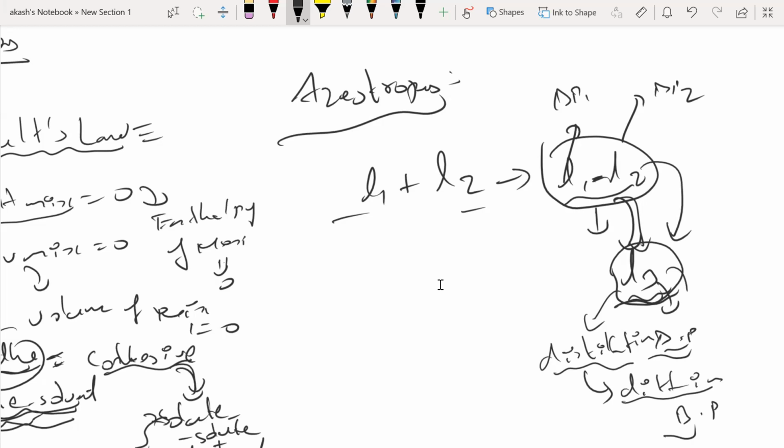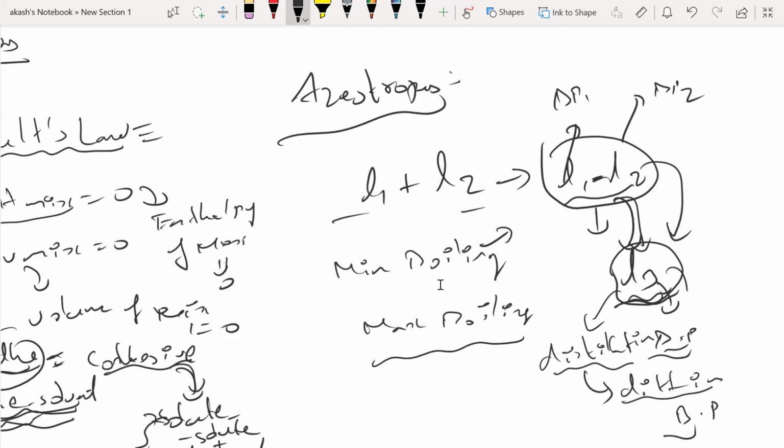Minimum boiling and maximum boiling azeotropes. Right. They are minimum boiling and maximum boiling azeotropes. Now, what kind of non-ideal solution will form a minimum boiling azeotrope and what kind of non-ideal solution will form a maximum boiling azeotrope?